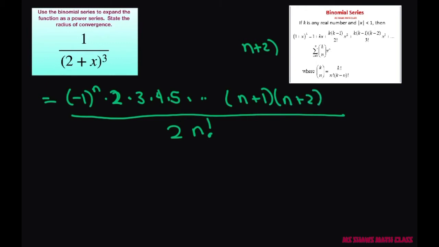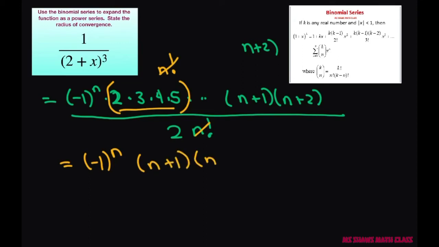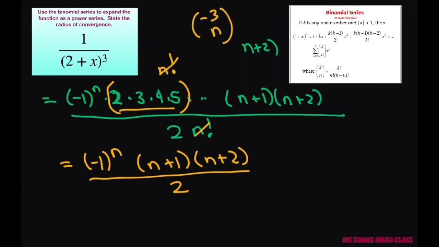All right. Now, from there, I can simplify this, because this right here is just n factorial. So I can write this now as -1 to the nth power and cross these out, and I'm going to get n plus 1 times n plus 2, all divided by 2. Now I have to go back to my sum that I had previously, because all we were dealing with now is the binomial coefficient part. So let's do that.